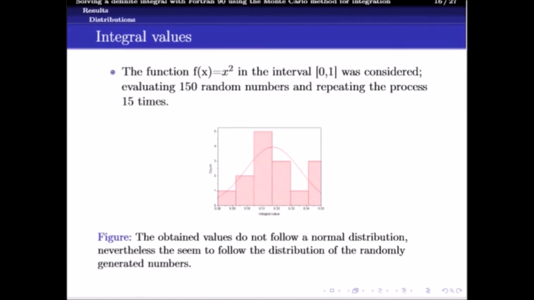From the integral values, we took the case of x squared in the interval 0 to 1, and we also considered 150 random numbers, and the process was made 15 times. They also do not follow a normal distribution, but seem to follow the distribution of the random numbers.